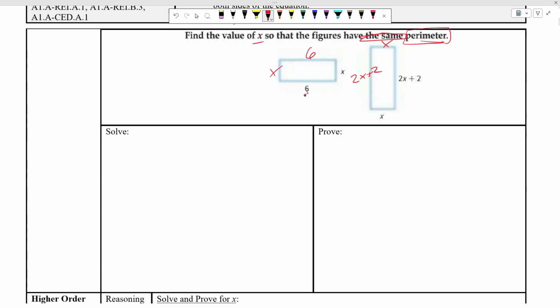So again, it's going to be a situation where the perimeter, p, equals p. So let's set up our model. Let's set up an equation to model that. So if I have, let's see, x plus 6 plus 6 equals 2x plus 2 plus 2x plus 2 plus x plus x. Okay, that's what it's saying.